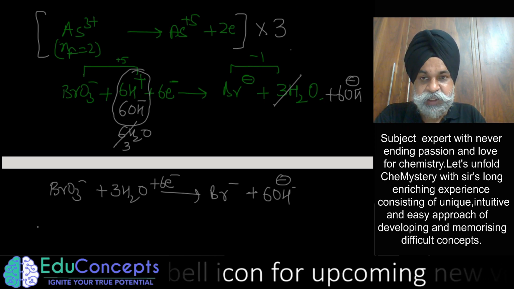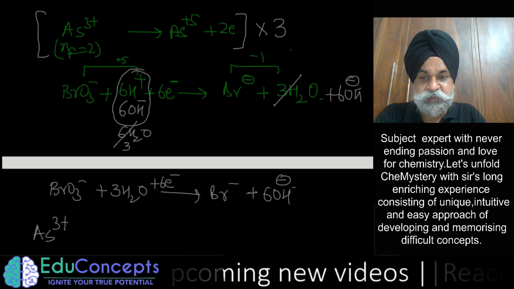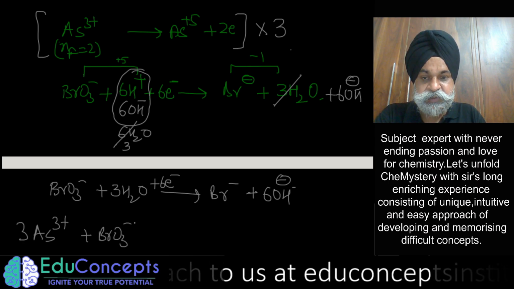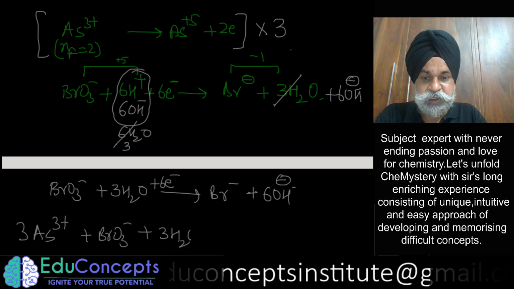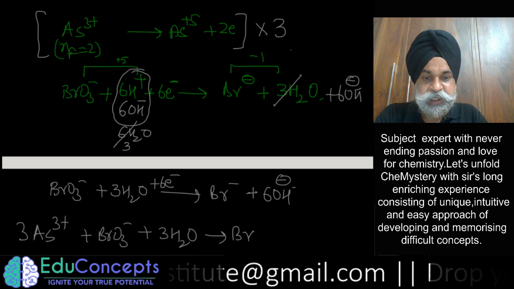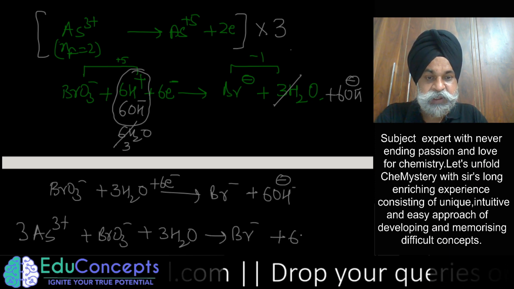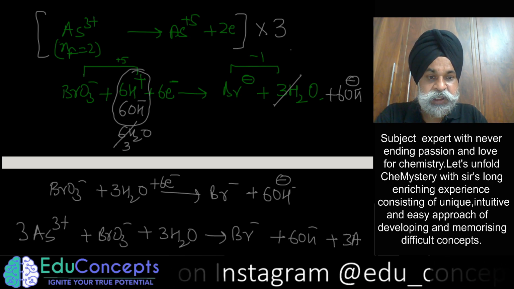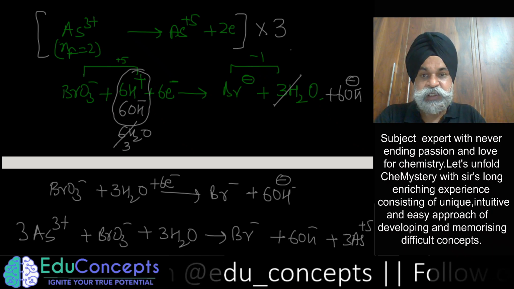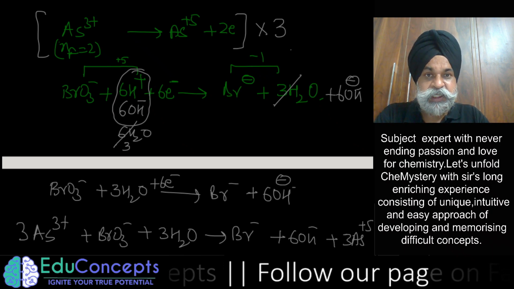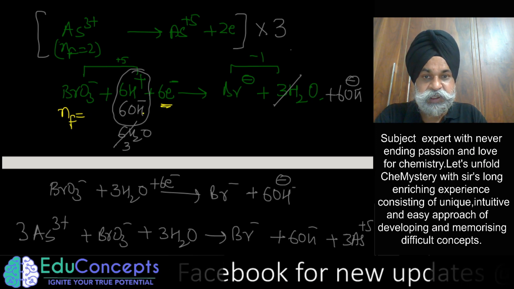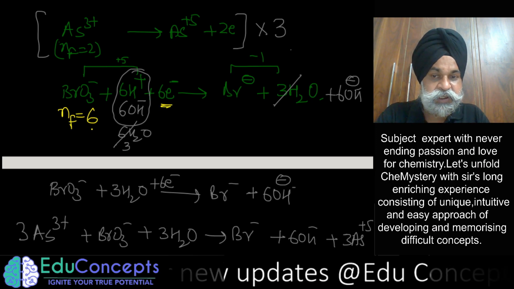So ultimately the equation becomes arsenic 3 positive, the 3 moles of it, plus BrO3 negative plus 3 water, gives Br negative plus 6 OH negative and plus 3 As5 positive. Now along with it, we should write the N factor here also. The N factor for this would be 6, because it is gaining 6 electrons.